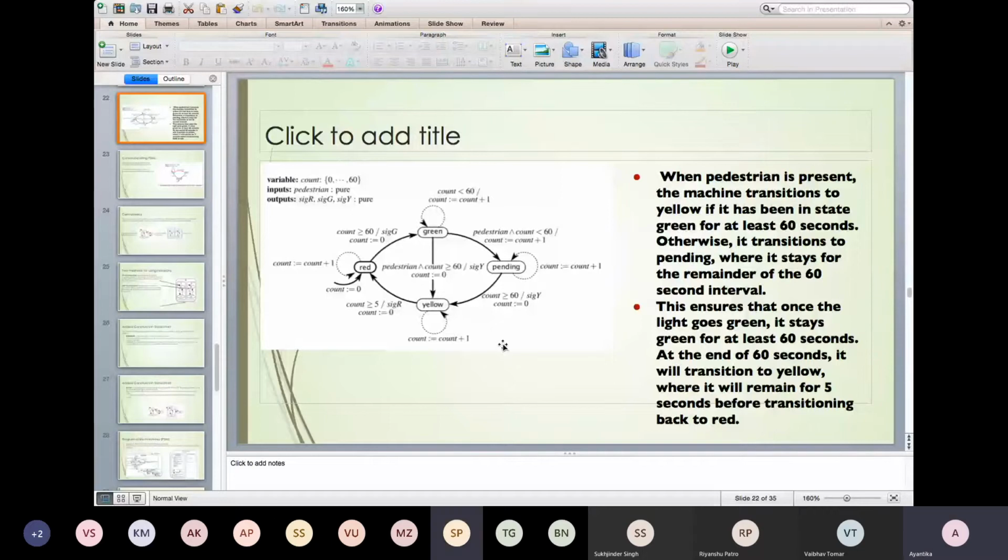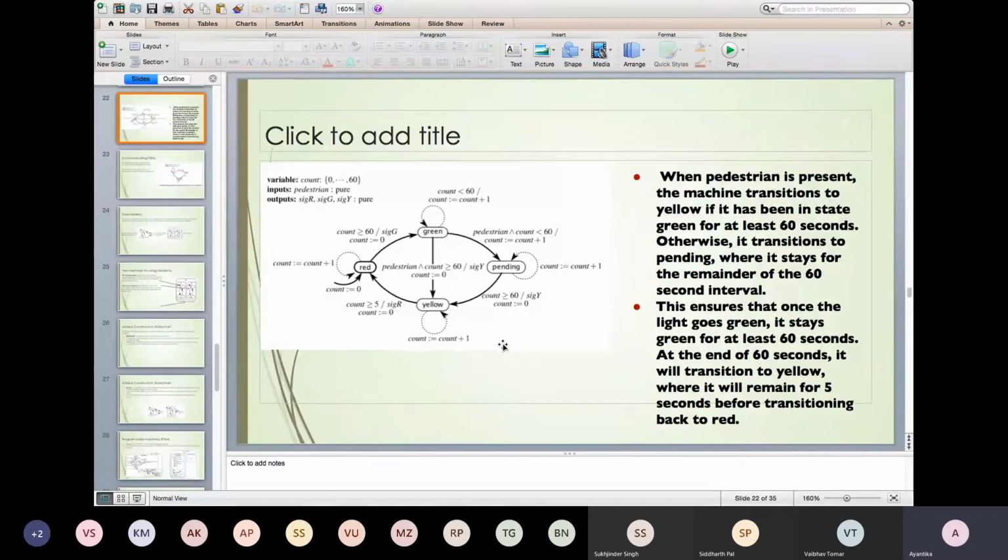Ma'am, I have a query. If the pedestrian stops before, mainly on the crossing side, when he is doing a crossing, what happens? Yes, I'm coming to that. I'm coming to the pedestrian part. In the next slide, we will deal with that.